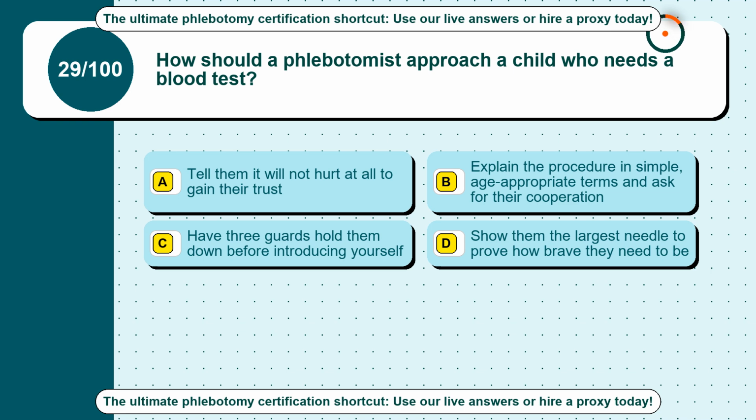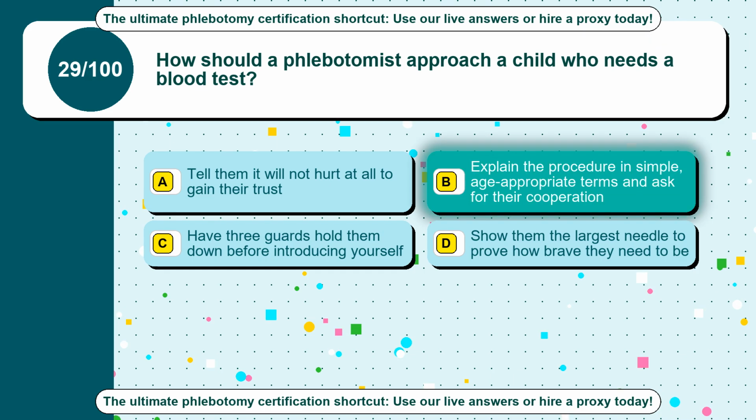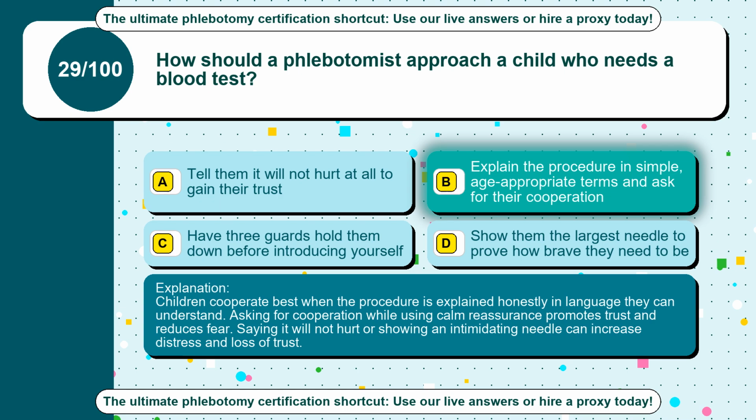Option D, show them the largest needle to prove how brave they need to be. The correct answer is option B, explain the procedure in simple, age-appropriate terms and ask for their cooperation. Children cooperate best when the procedure is explained honestly in language they can understand. Asking for cooperation while using calm reassurance promotes trust and reduces fear. Saying it will not hurt or showing an intimidating needle can increase distress and loss of trust.